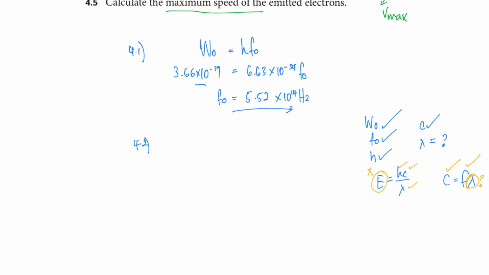So the first thing I'm going to write down is c is equal to threshold frequency multiplied by lambda. I've got the speed of light at 3 times 10 to the power of 8 is equal to the threshold frequency, which I got from my previous question, 5.52 times 10 to the power of 14, times lambda. Divide both sides by 5.52 times 10 to the power of 14, and my lambda value is 5.43 times 10 to the power of negative 7 meters.